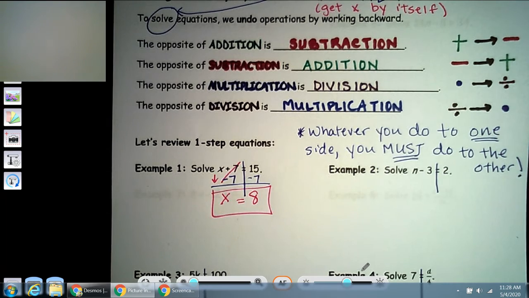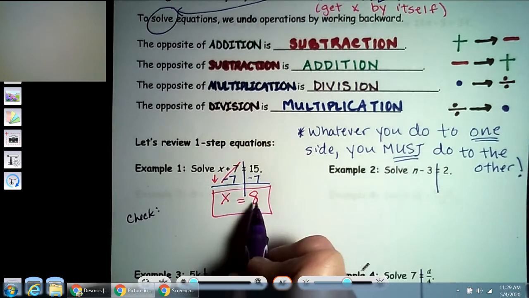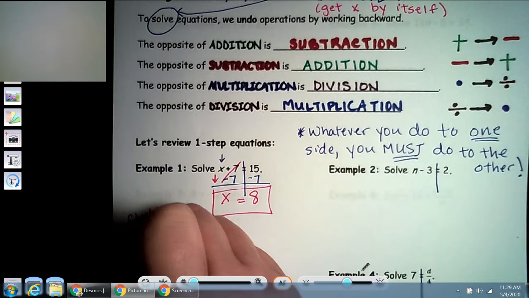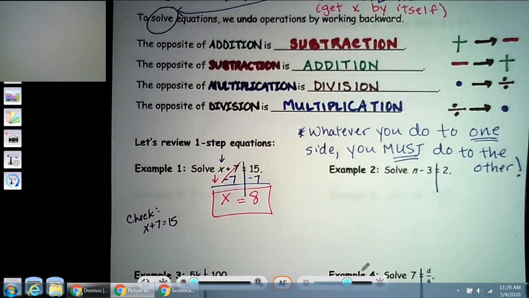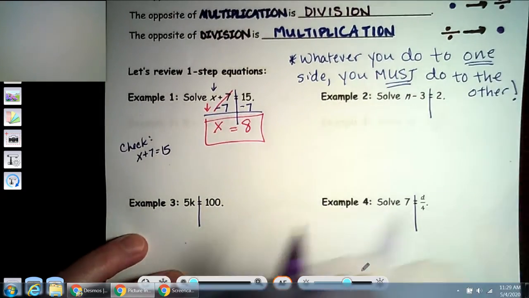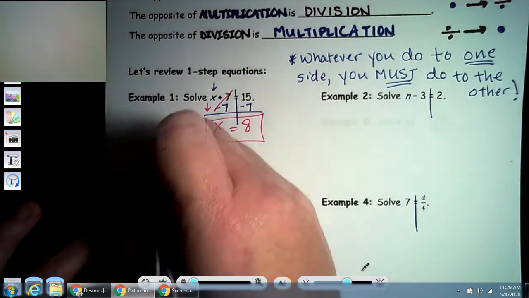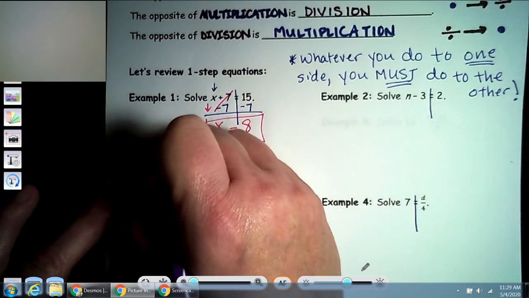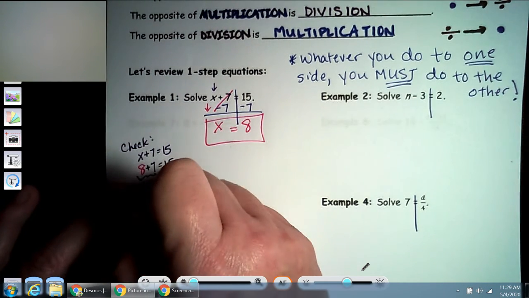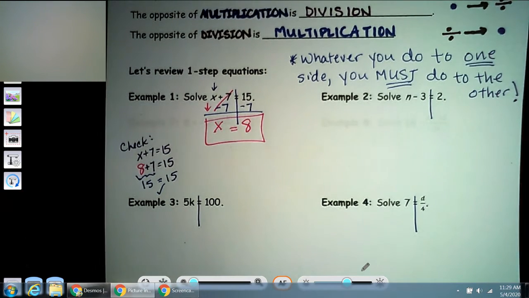If I wanted to check and see if I did it right, I'm not going to make you do this every time, but the way we could check is take that solution and plug it back in for x. We started out with x plus 7 equals 15. Sorry, got you in the shadow there. I could plug in that 8 in place of the x, and then I want to see if it's actually true. Well, 8 plus 7 is 15. 15 is 15, so I know I did it right.